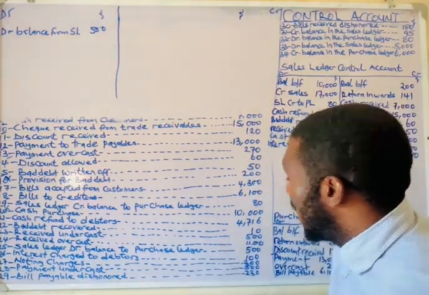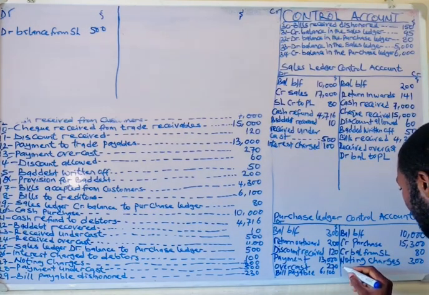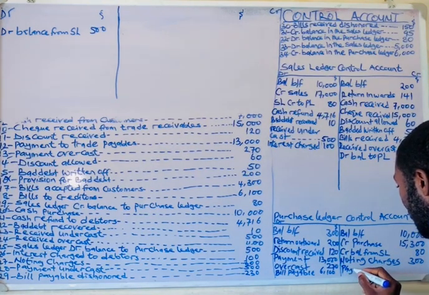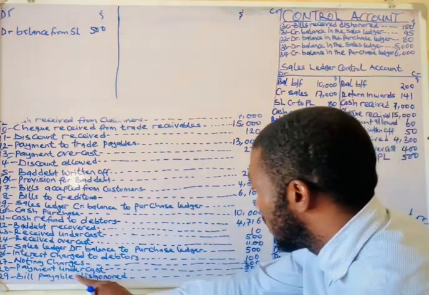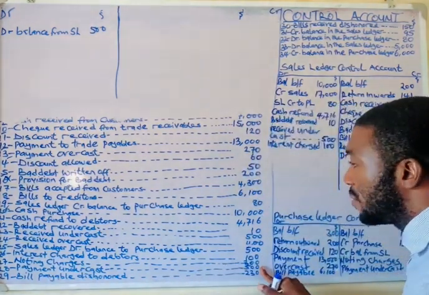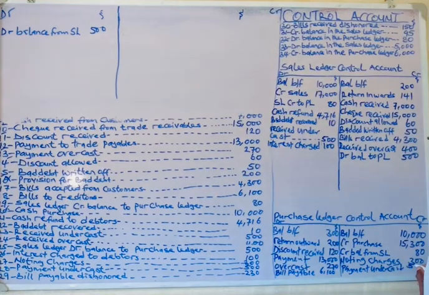Payment under cast. This payment under cast will add to the credit side of the purchase ledger. Say payment under cast, and the payment under cast is $500. Simple as that.